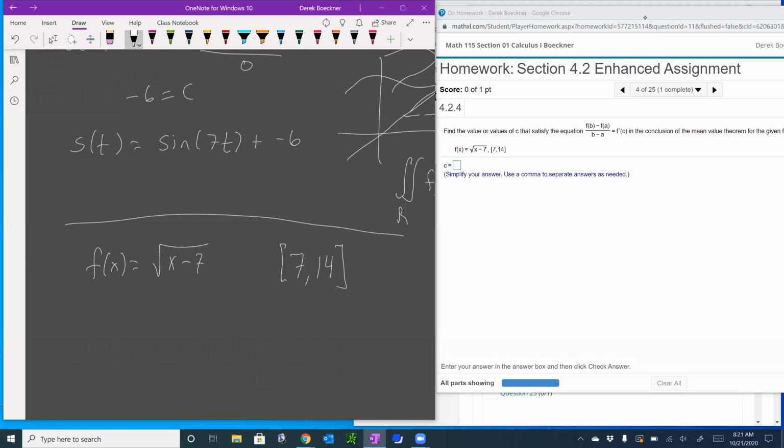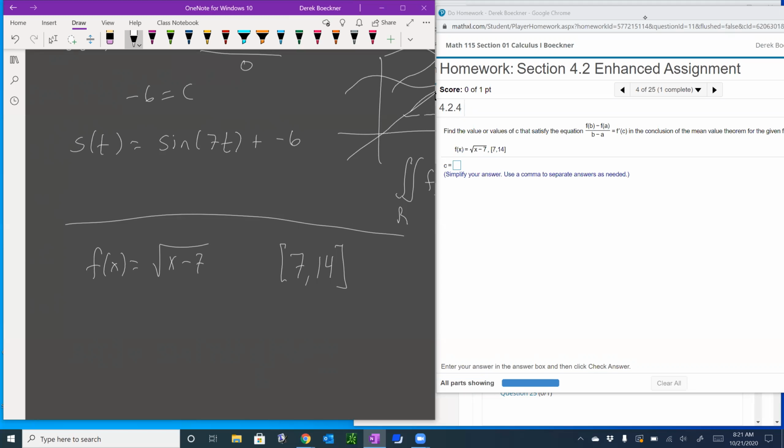Okay, we should first check, is this thing continuous on the interval from 7 to 14? It's a square root function. It's defined everywhere on the interval. Square root functions, where they're defined, are going to be continuous. So yeah, it's continuous. Is it differentiable on the interior of the interval? If we were at 7, it would not be differentiable, but differentiability failing on the boundary points is okay. I just need it to be continuous on the boundary points, right?